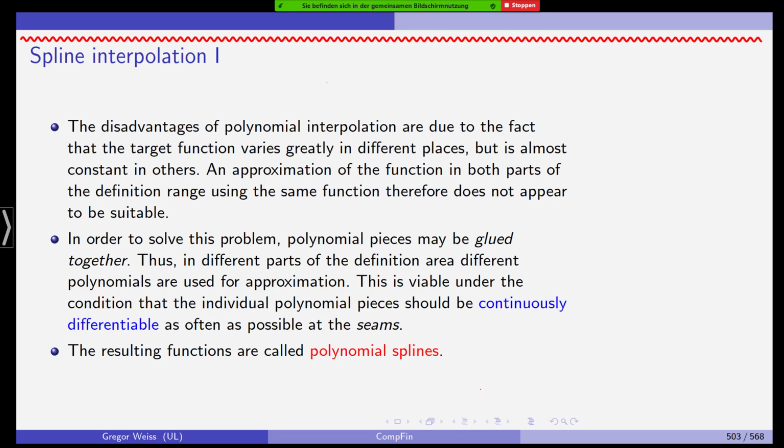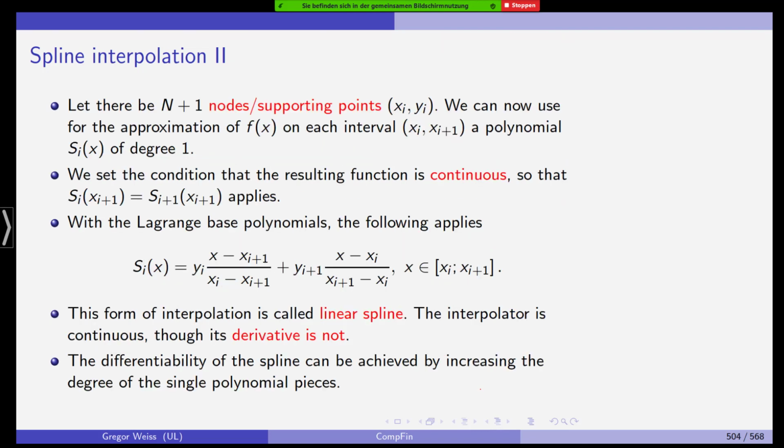Okay. Now, in order to solve this problem and to prevent the function from oscillating, we take polynomial pieces and glue them together. So in different parts of the definition area, different polynomials are used. And this is viable under the condition that the individual polynomial pieces should be continuously differentiable as often as possible at the seams, at the gluing points. And what results is a polynomial spline, or simply a polynomial spline.